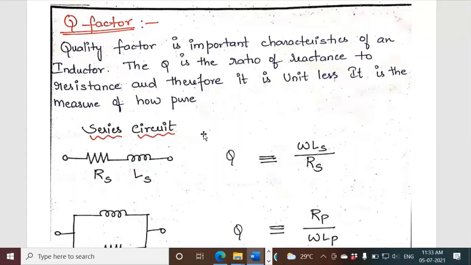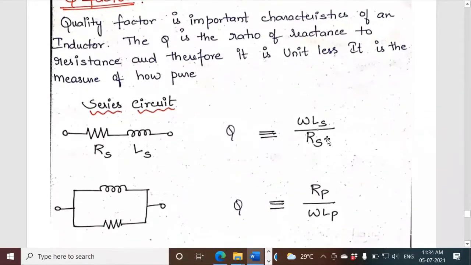We consider the reactance as omega Ls and the resistance as Rs. Reactance by resistance is the quality factor, so omega Ls by Rs. Or simply you can take omega L by R. S stands for series, so for series resonance, Q is omega L by R.